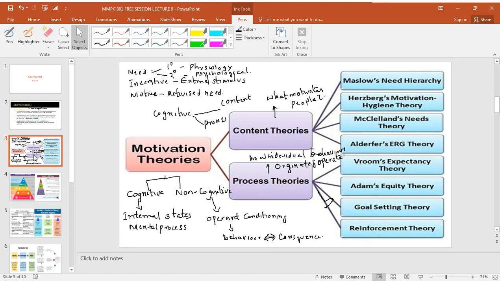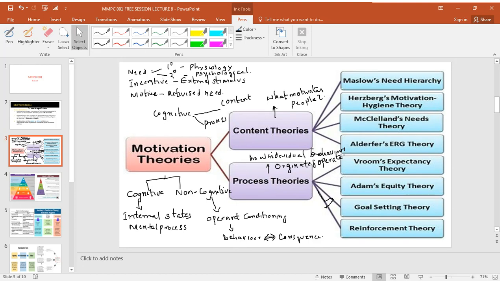First we are going to the content theory. What do you mean by content theory? Content theory is stating what motivates people. These theories are trying to answer the question: what motivates people? It focuses on human needs and desires, which give impetus to individual behavior. Under content theories, we have Maslow's need hierarchy theory, Herzberg's motivation hygiene theory, McClelland's need theory, and Alderfer's ERG theory. So these are the important content theories.